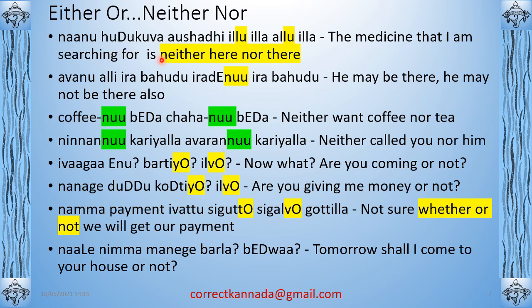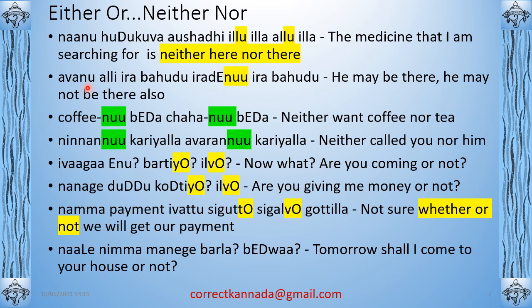So ನಾನು ಹುಡುಕುವ ಔಷಧಿ ಇಲ್ಲೂ ಇಲ್ಲ, ಅಲ್ಲೂ ಇಲ್ಲ. So you don't have either or, neither nor. You don't have such words in Kannada. Instead, you use the lu, right, to add. Okay, illi is here. Illu means here also. Okay, illu illa, here also it is not there. Allu illa means there also it is not there. Okay, which means it's neither here nor there. That's how you use neither and nor.